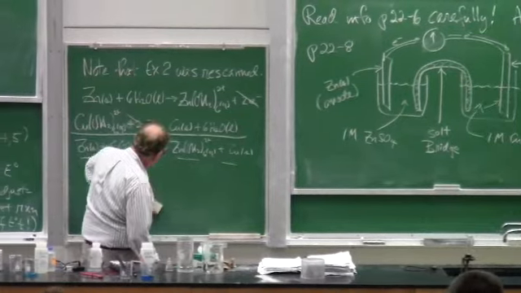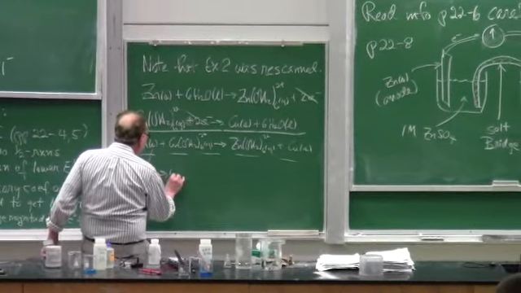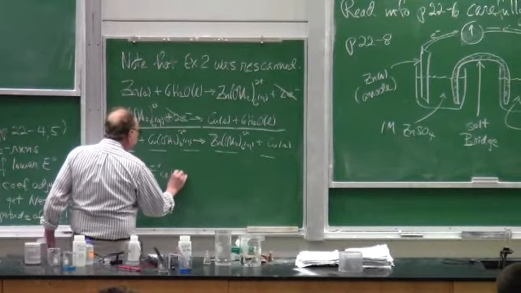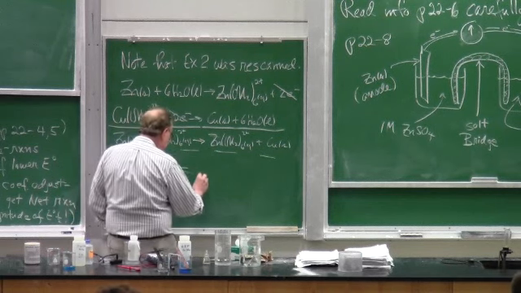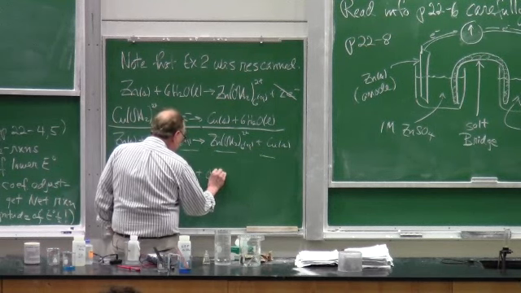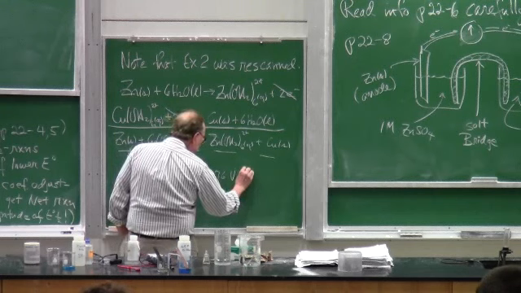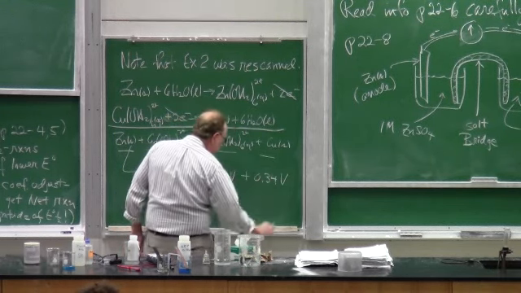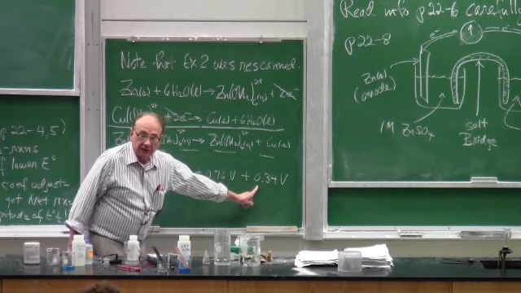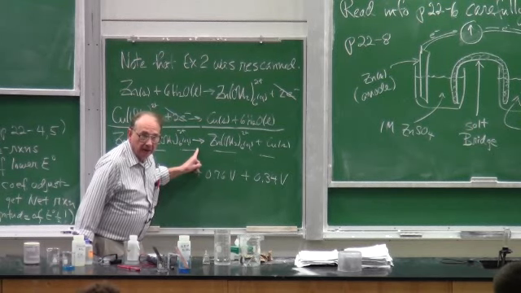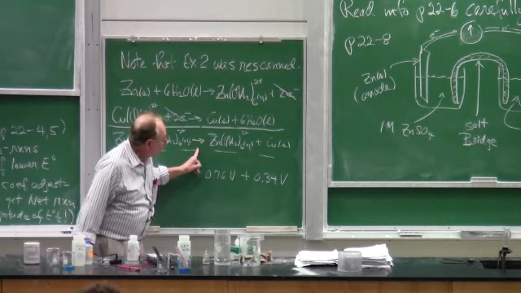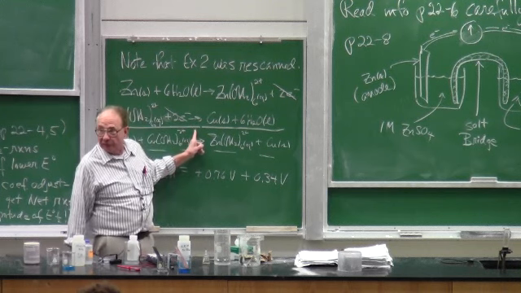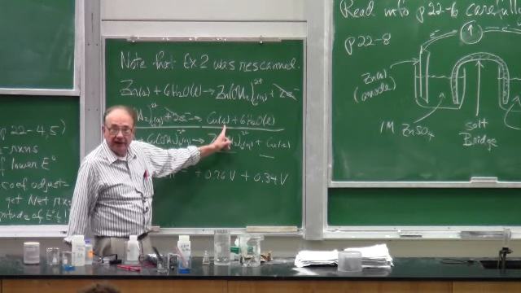You've seen that E0 cell equals plus 0.76 volts plus 0.34 volts, because minus 0.34 volts becomes plus 0.34 volts when we take this half reaction and reverse it.